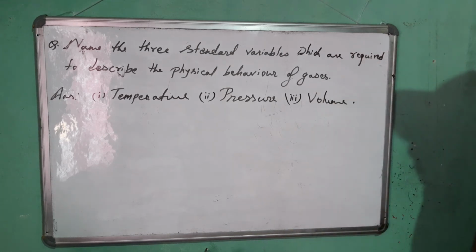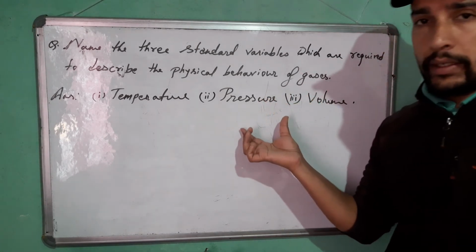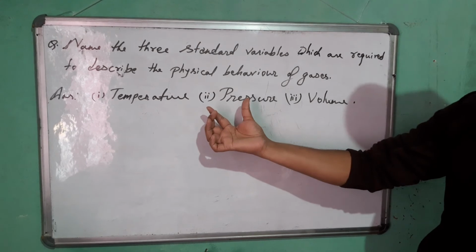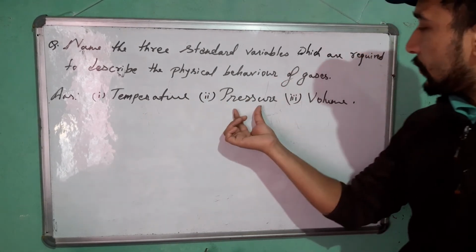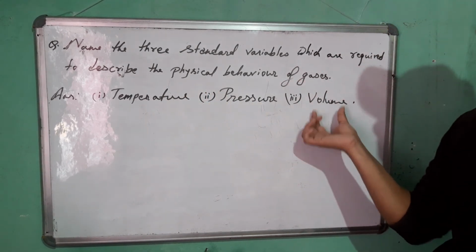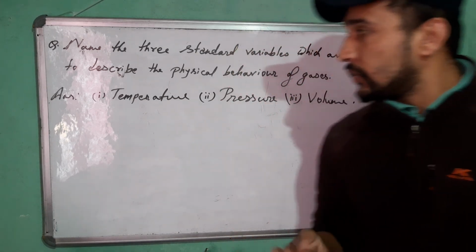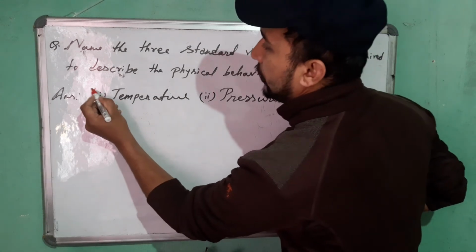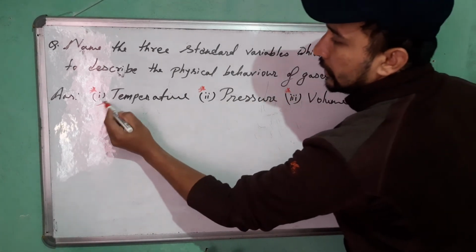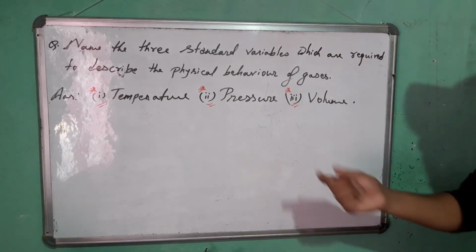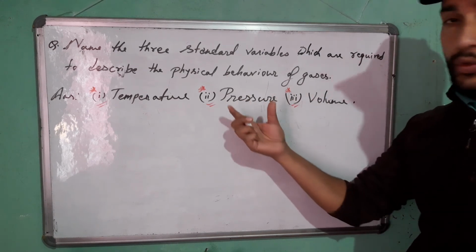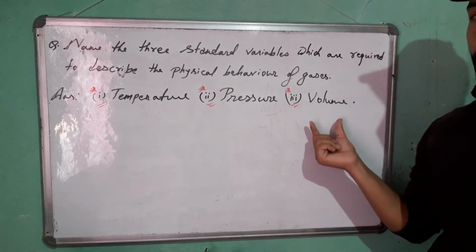So in order to study gases and their behavior, you should first know 3 things. Okay, what is temperature, what is pressure, what is volume. And with respect to temperature, pressure and volume, we will study the physical properties of gases. Okay, these 3 variables are very, very important: temperature, pressure and volume. With respect to these variables, we will study the gases, and Boyle's law and Charles' law are also dependent on these 3 variables only.